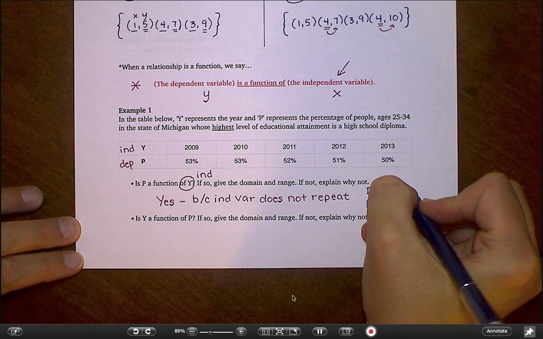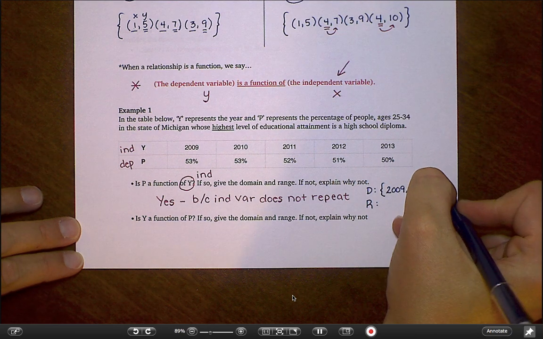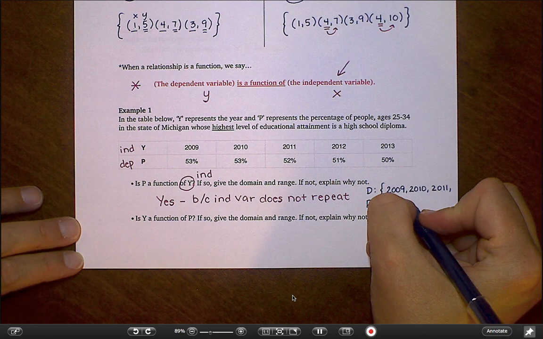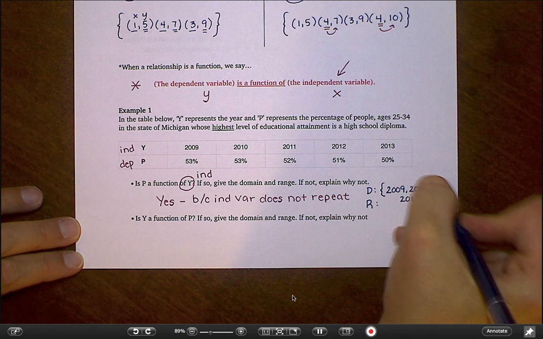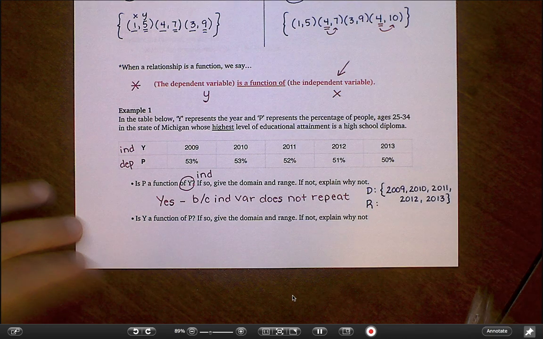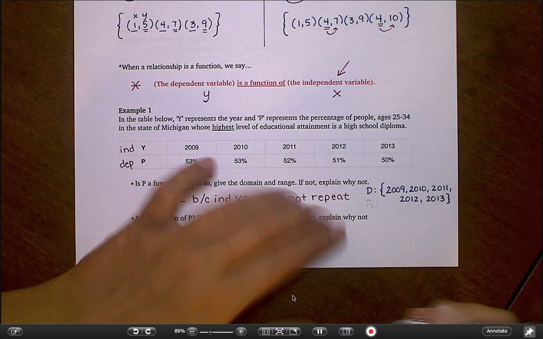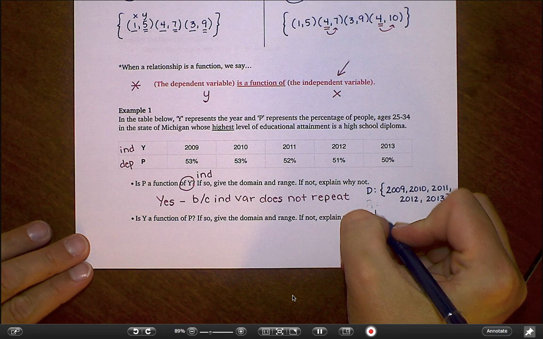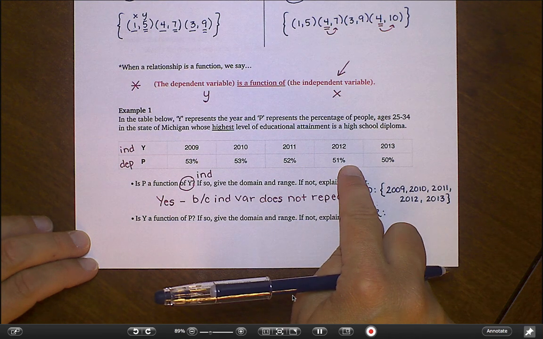So for my domain, I'm going to literally list the values that make sense for the year. I hope I left myself enough room here. I did not. Okay, so when I ask for domain, you're literally listing the values that the y value could be. Same thing for the range. So the range would be the values of the dependent variable. So I'm listing these percentages.